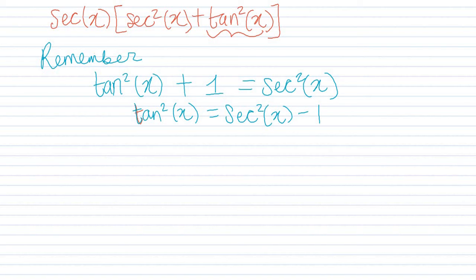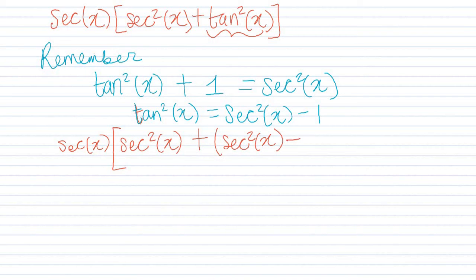So what you end up with is secant x, right, multiplied by secant squared x plus secant squared x minus 1, which is basically what we had here. And then let's see what happens. Therefore we end up with secant x plus secant squared x.